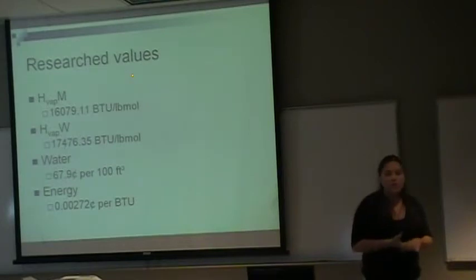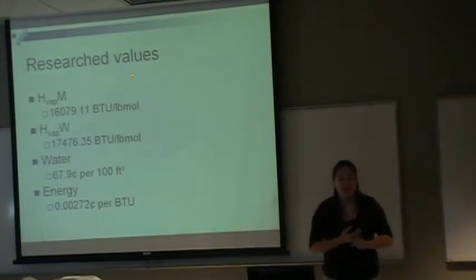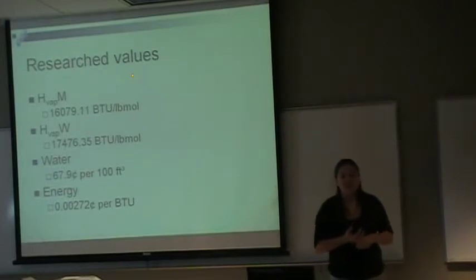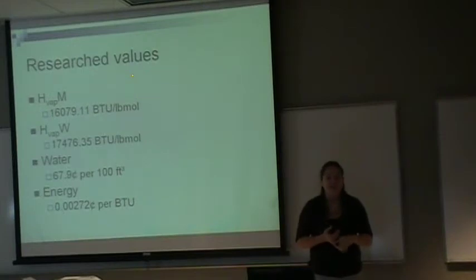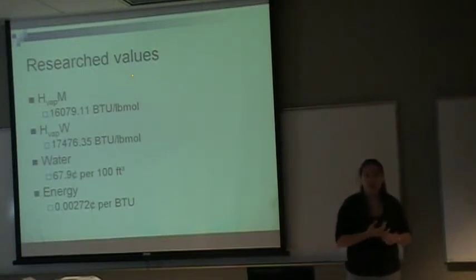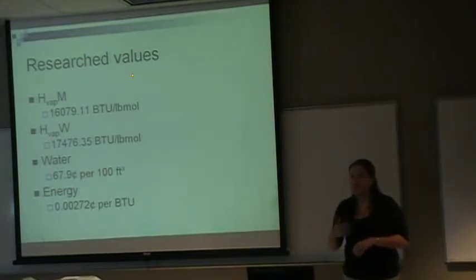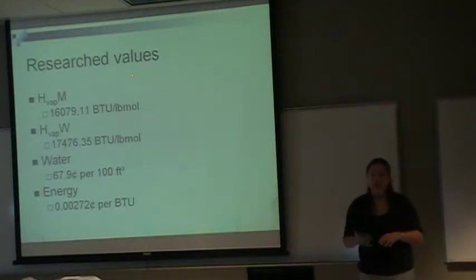The values that we had to research were the heat of vaporization of methanol, which was 16,079.11 BTUs per pound mole. The heat of vaporization of water was determined to be 17,476 BTUs per pound mole. We had to research the cost of water and energy. To the best of our knowledge, it cost about 76.9 cents per 100 cubic feet of water. And this was from the American Water Corporation, which supplies water to the Chattanooga area. And from the EPB's October numbers, we determined that it cost approximately 0.00272 cents per BTU.